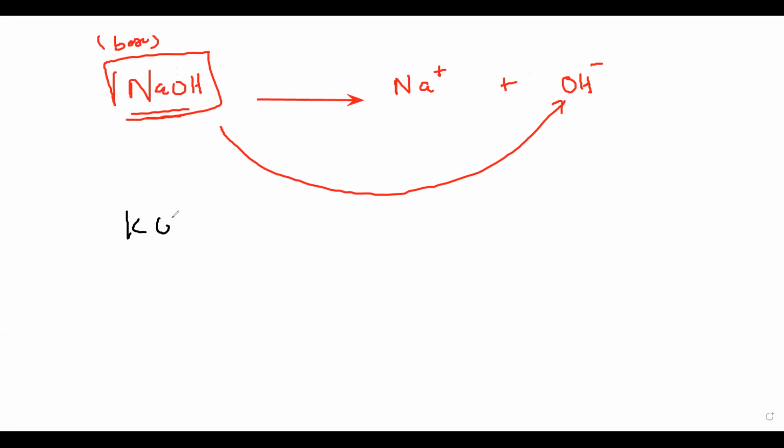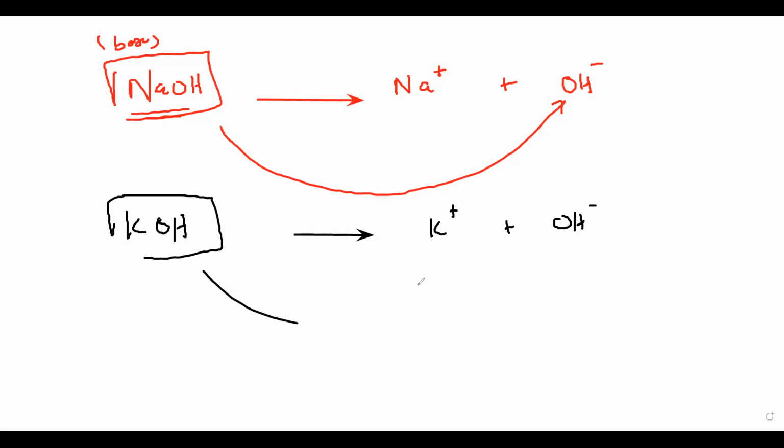In the same way, potassium hydroxide, KOH, dissociates into K plus and OH minus. As a result, it donates hydroxide ion, OH ion, so we call this substance a base. So a base has two definitions. Number one, either it donates OH ion or it accepts a proton.